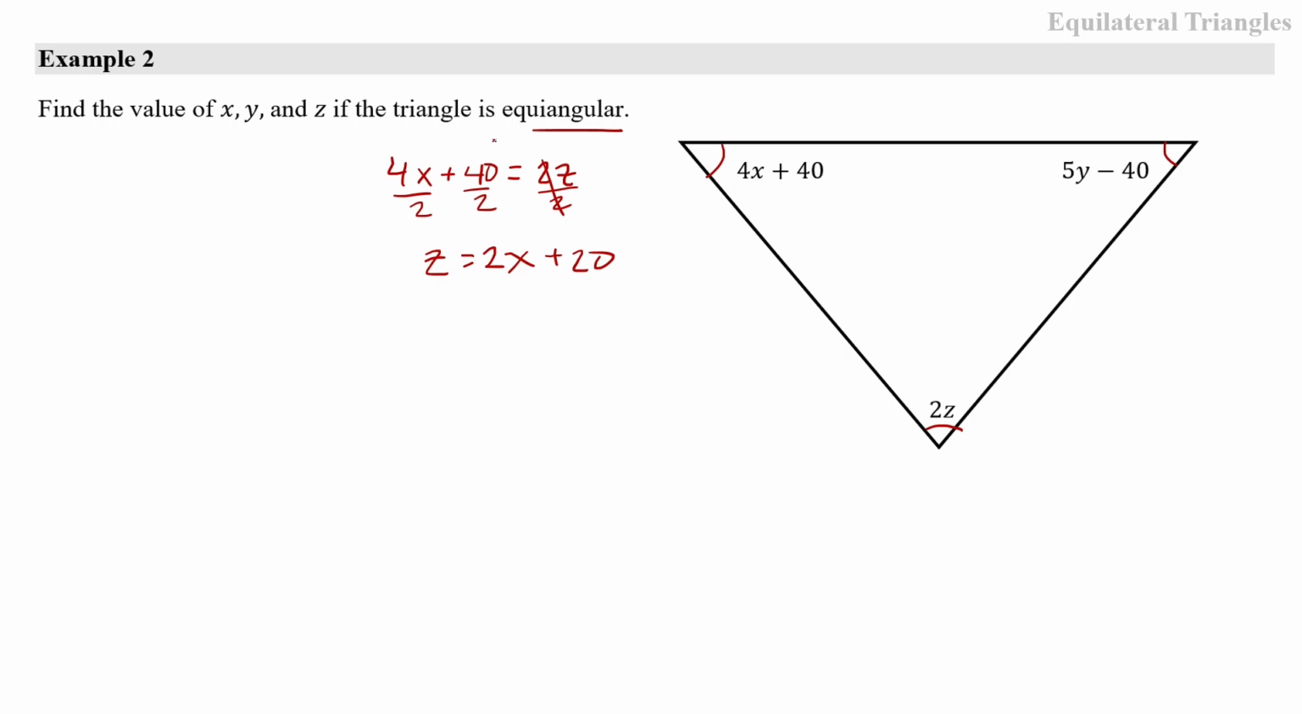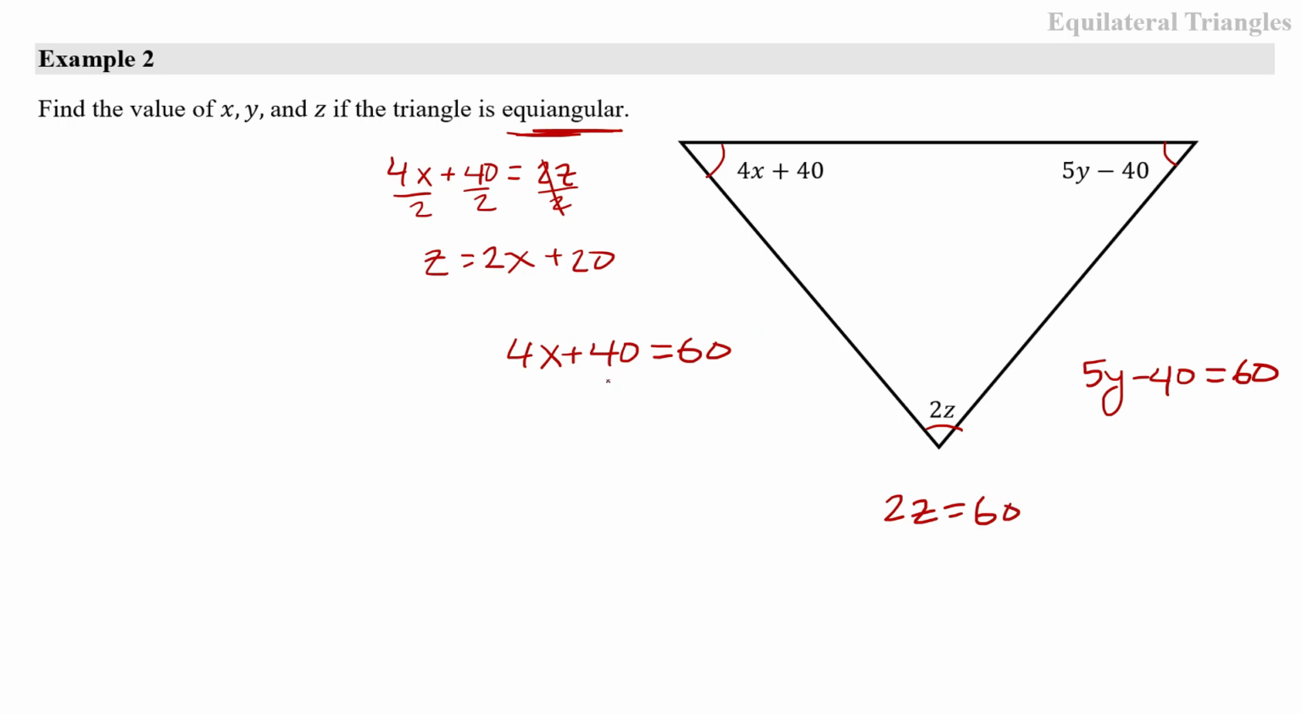But one thing you should know about all equiangular triangles is that each angle measures 60. So for example, I know that 4x plus 40 has to be 60. I also know that 5y minus 40 has to be 60. And I also know that 2z is equal to 60. And we just have to solve each one to find the value of x, y, and z.